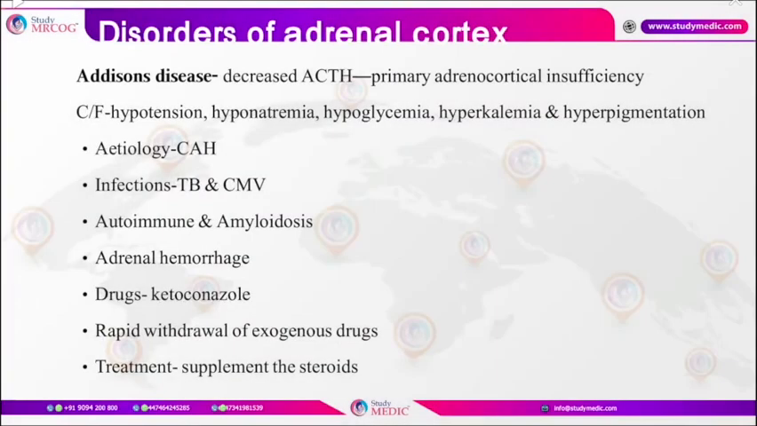Let's talk about Addison's disease. There is a decreased production of the ACTH and that results in the primary adrenocortical insufficiency. How does it clinically manifest? It manifests by means of hypotension, hyponatremia, hypoglycemia, hyperkalemia, and hyperpigmentation. Etiology could be congenital adrenal hyperplasia. It could be an infection in the form of TB and CMV, that is cytomegalovirus. It could be because of autoimmune causes, or it could be because of amyloidosis.